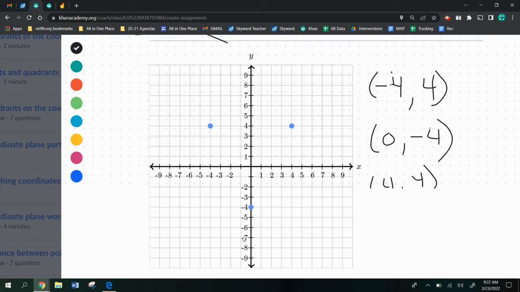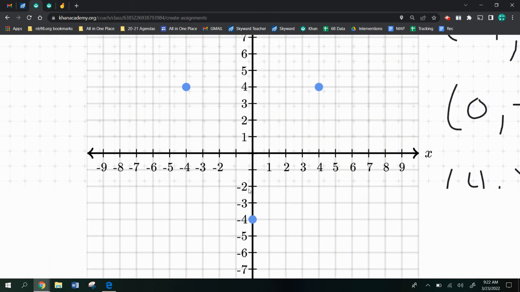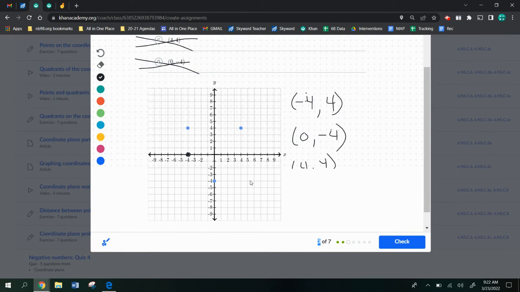-4, 0. -4, 0 means if I start at the center, I'm moving to the left to -4. And since the second number is 0, that means I'm not moving up or down. So notice there wasn't a point there. I added it on there.